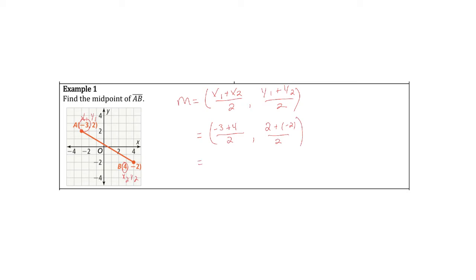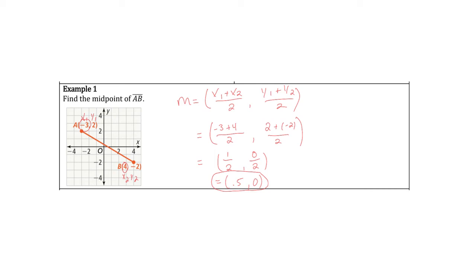Then we reduce, and we get 1/2, and then we get 0 over 2, which you can write as 0. So the midpoint is 1/2, 0. Either way is fine.